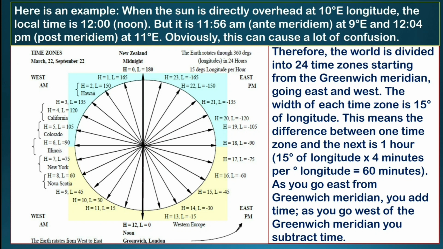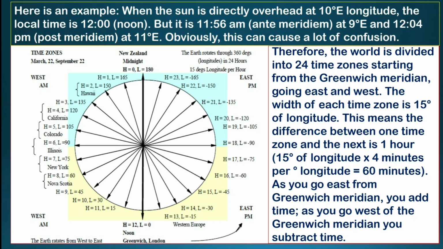Now let us explain this concept with an example. When the sun is directly overhead at 10 degree eastern longitude, the local time is 12 noon. That is, at 10 degree eastern longitude, the time will be 12 noon. But it is 11:56 a.m. at the longitude of 9 degree east, that is the longitude just before the 10 degree eastern longitude.